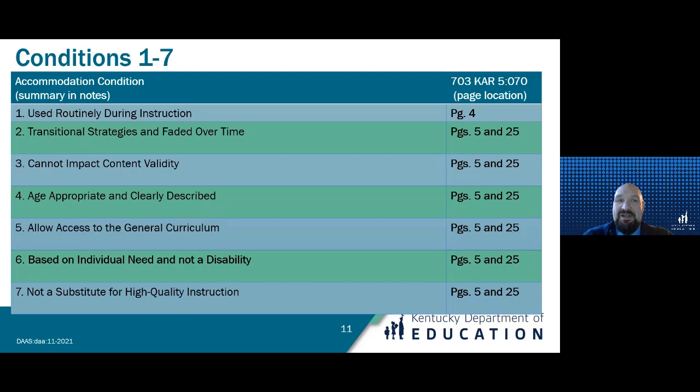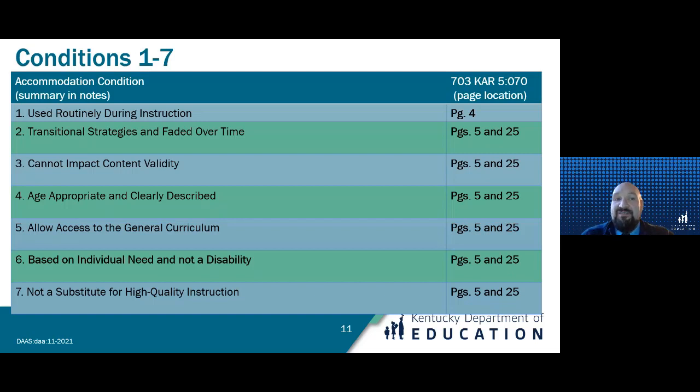In condition 3, accommodations shall not impact the content validity being measured. Accommodations outlined in this document are considered appropriate for state required content assessments when the accommodations are administered according to the directions in this document. In condition 4, accommodations shall be age appropriate and clearly described in the student's IEP, 504, or PSP.